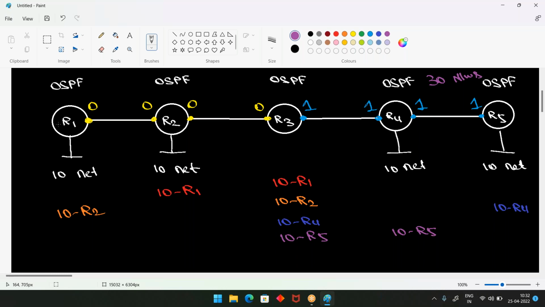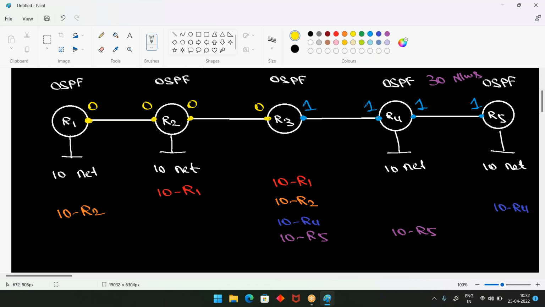No. Why? Because in the R1 and R2 routing tables, we don't have the network information. So it is not at all possible here, guys. So that's one of the problems.